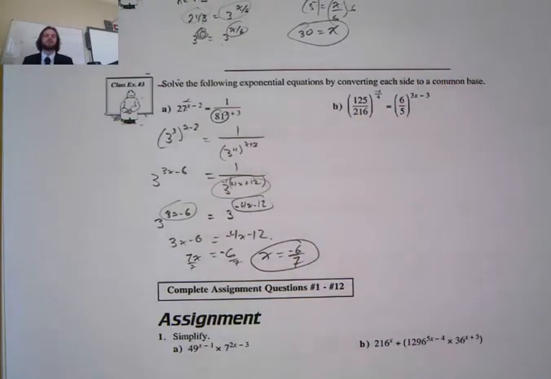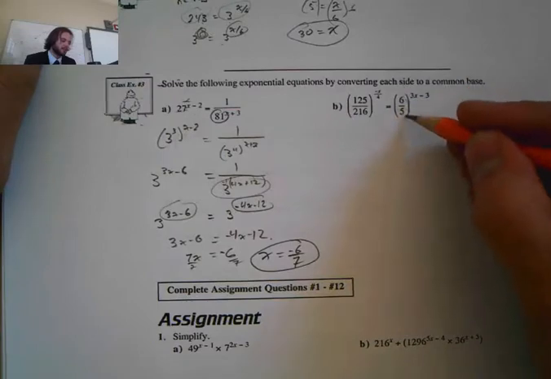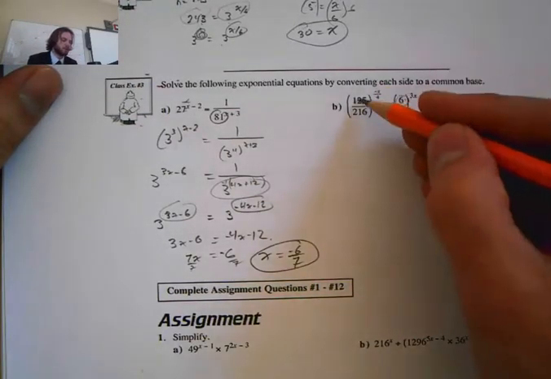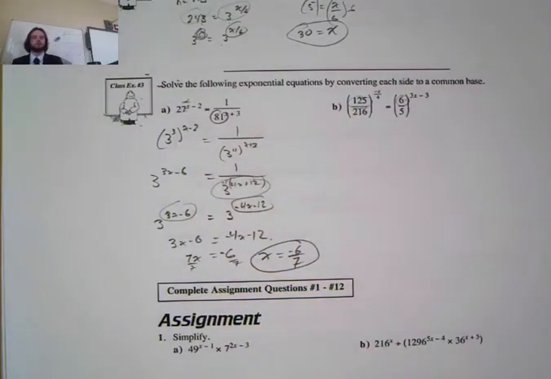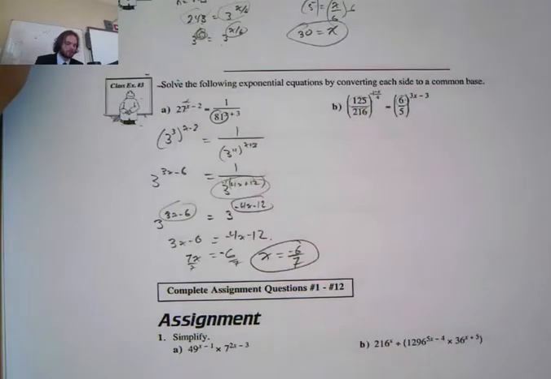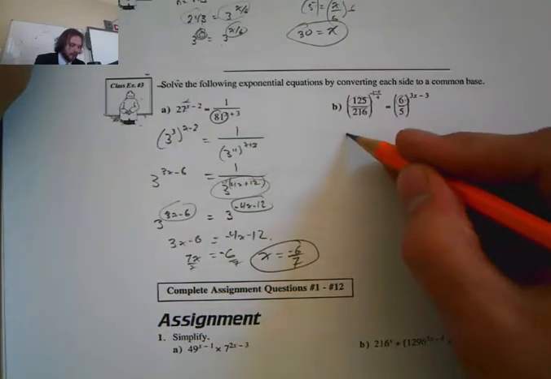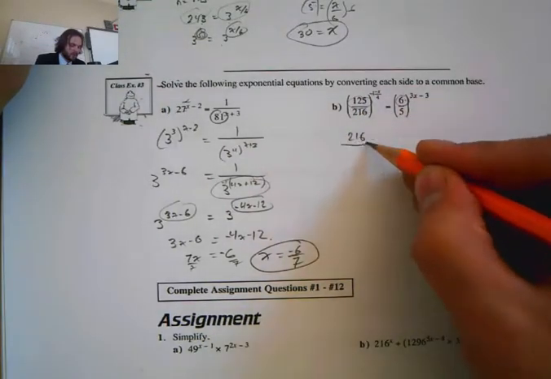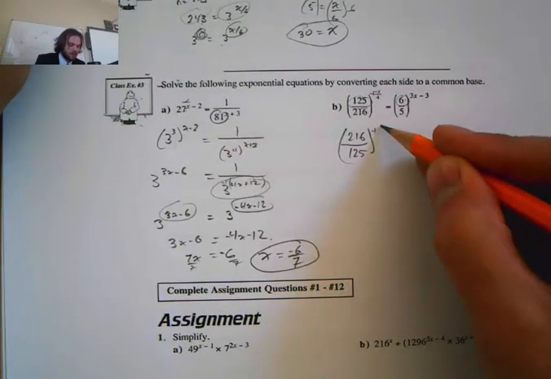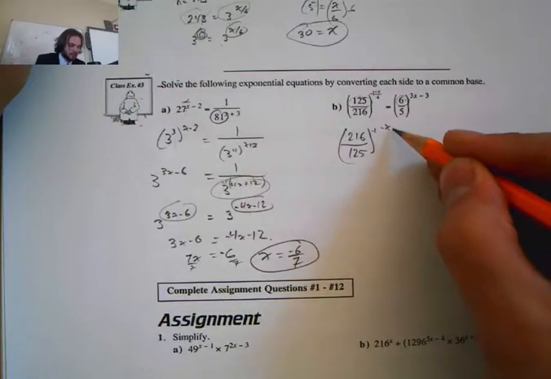First thing I look at, there's a problem here. This is 6 over 5. This is 125 over 216. The bigger one here is on top. The smaller one here is on top. So I'm going to flip them. And by flipping them, I'm just going to take out a negative 1. So we have 216 all over 125, that's to the negative 1. And then we have negative x over 4.